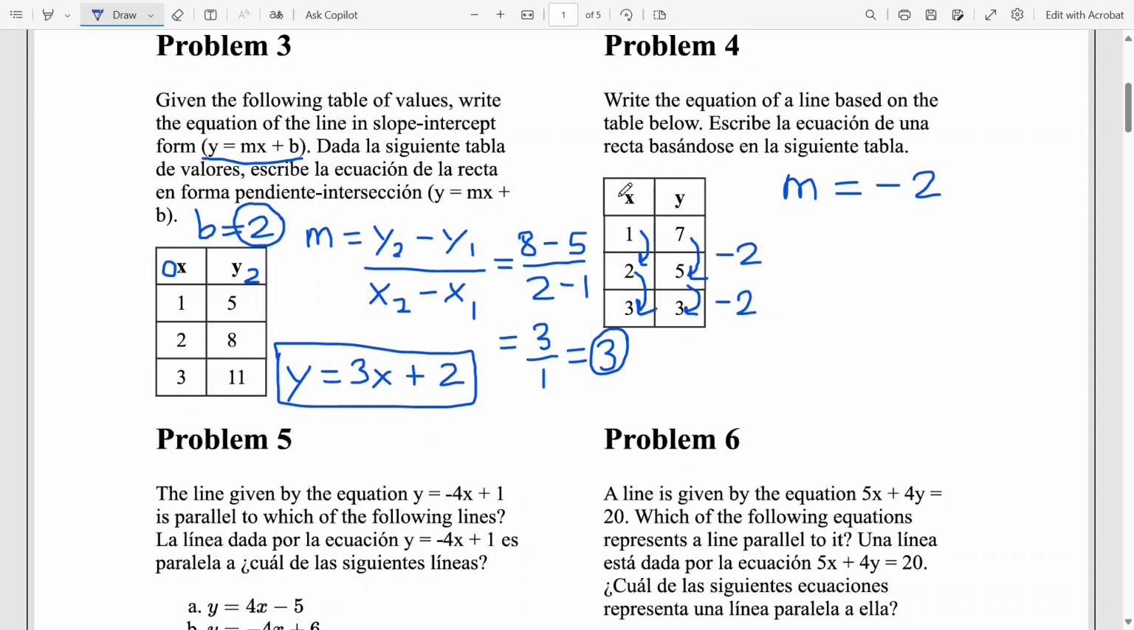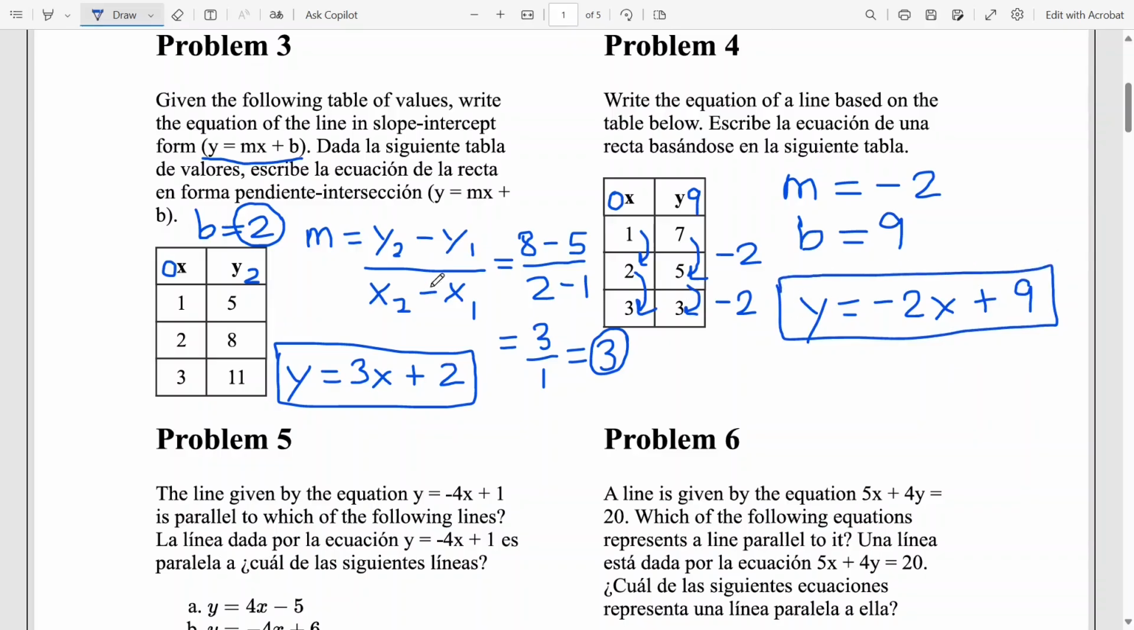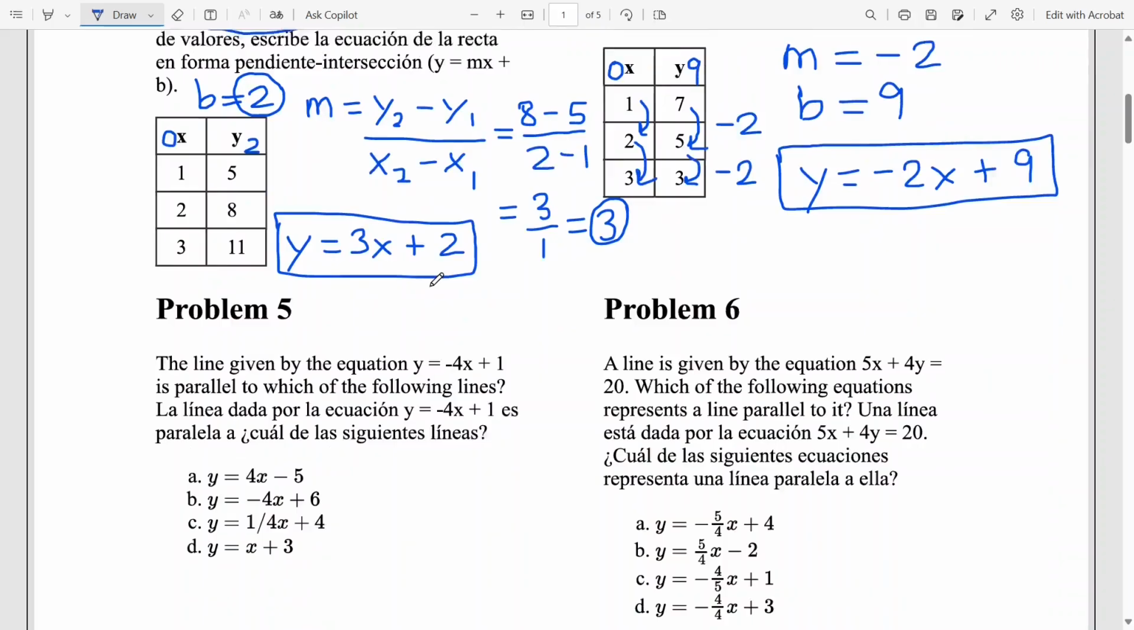And again, we're not given 0. So if we went from 1 to 0, we'd actually go up 2 on y. So where x equals 0, y would be 9. So our y-intercept, our b value, is going to be 9. And again, we're going to use the y equals mx plus b. So y equals negative 2x plus 9 is going to be our formula. All right, problem 5. Let's keep going.